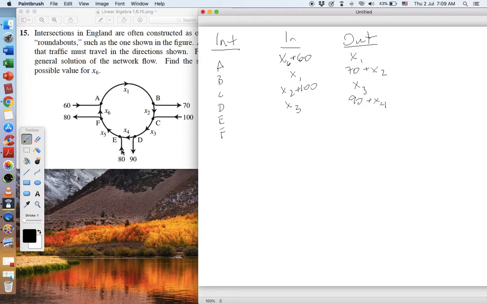For E, coming in is 80 and X4, and going out is X5. And then for F, we've got X5 coming in, and going out is X6 and 80. And so we want to put this into matrix form again.